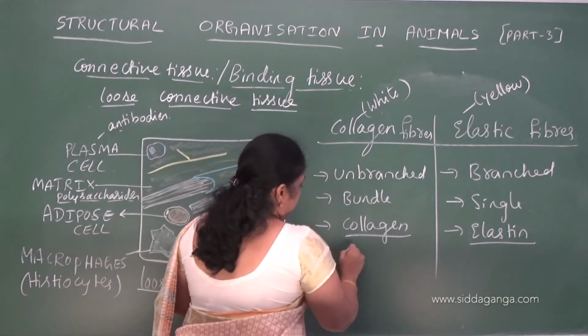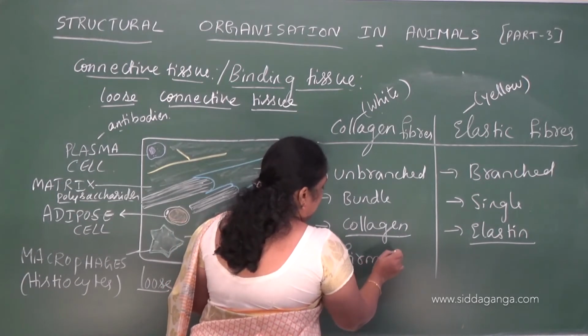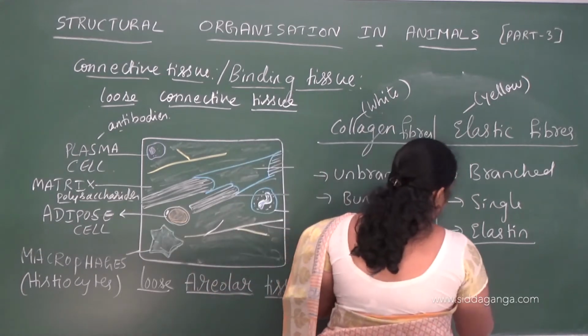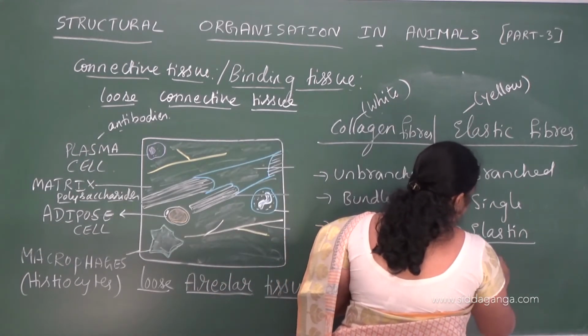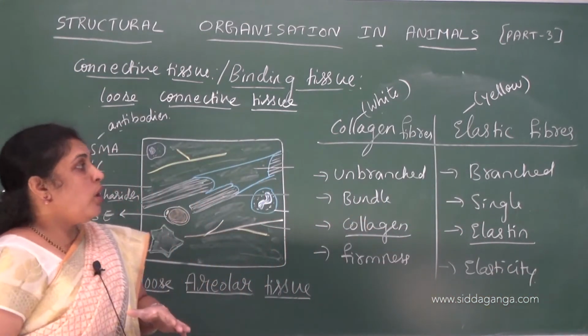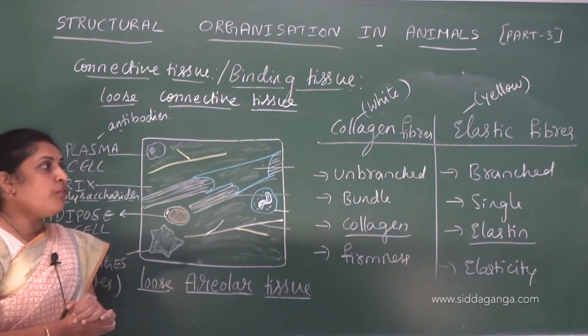These collagen fibers provide firmness to the tissue, whereas elastic fibers provide elasticity to the tissue. That's the difference between collagen fibers and elastic fibers.